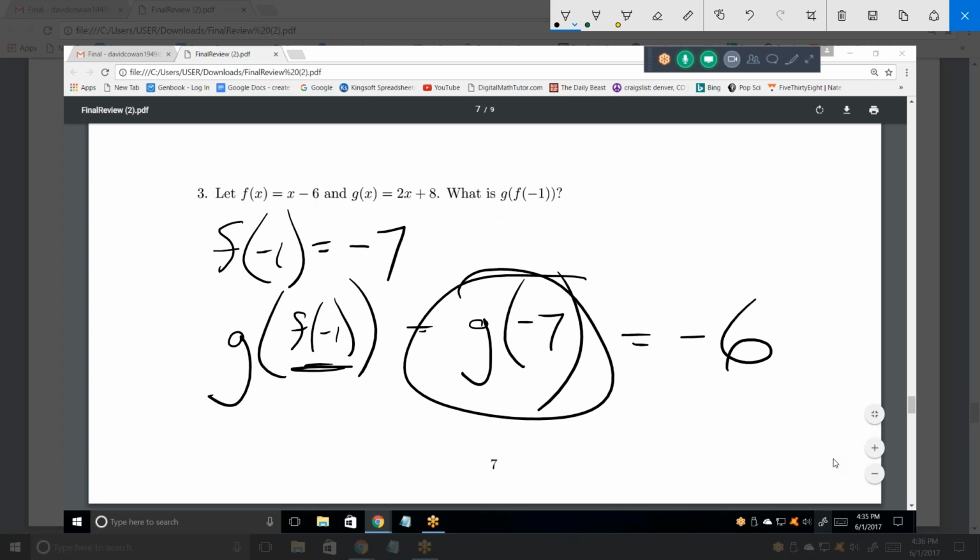These problems are simple. You just have to go about them in a method, the same method each time. In other words, take this very complicated expression and work from the inside out. First figure out what f of minus 1 is. We did that. Now the thing turns into g of minus 7, which is much simpler. Now we can figure out what g of minus 7 is. Okay? So always work from the inside out.